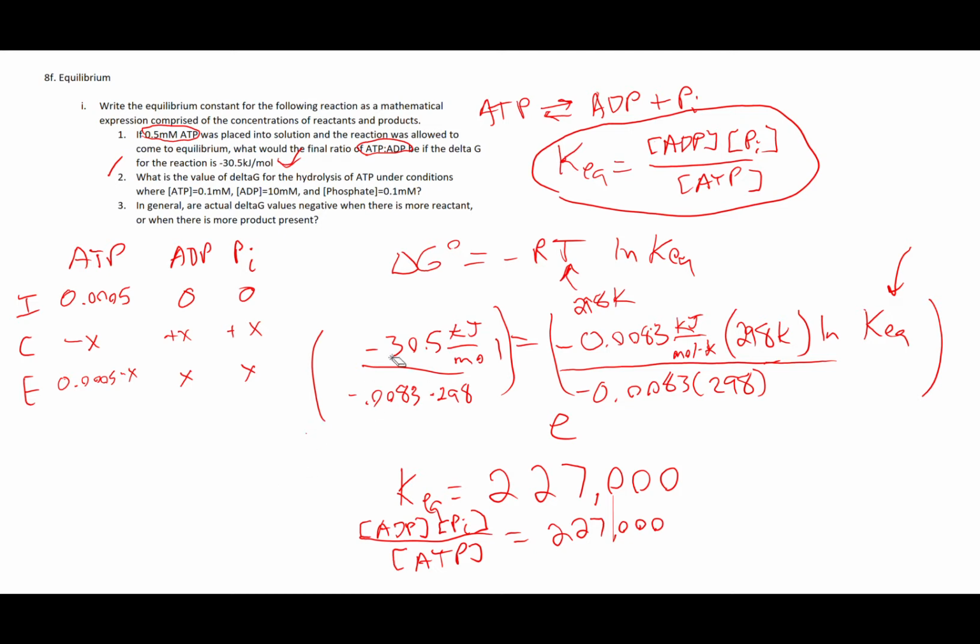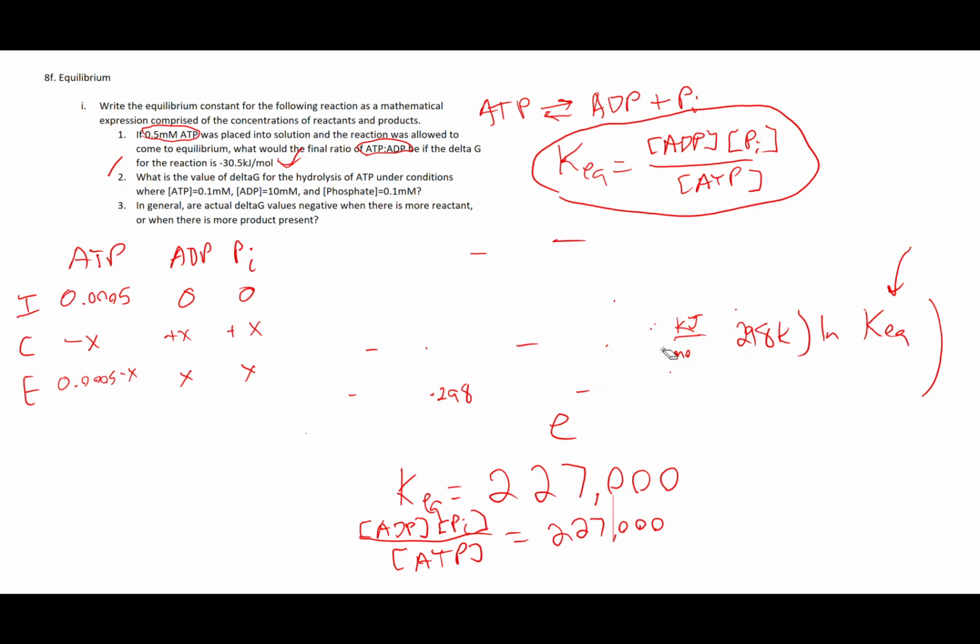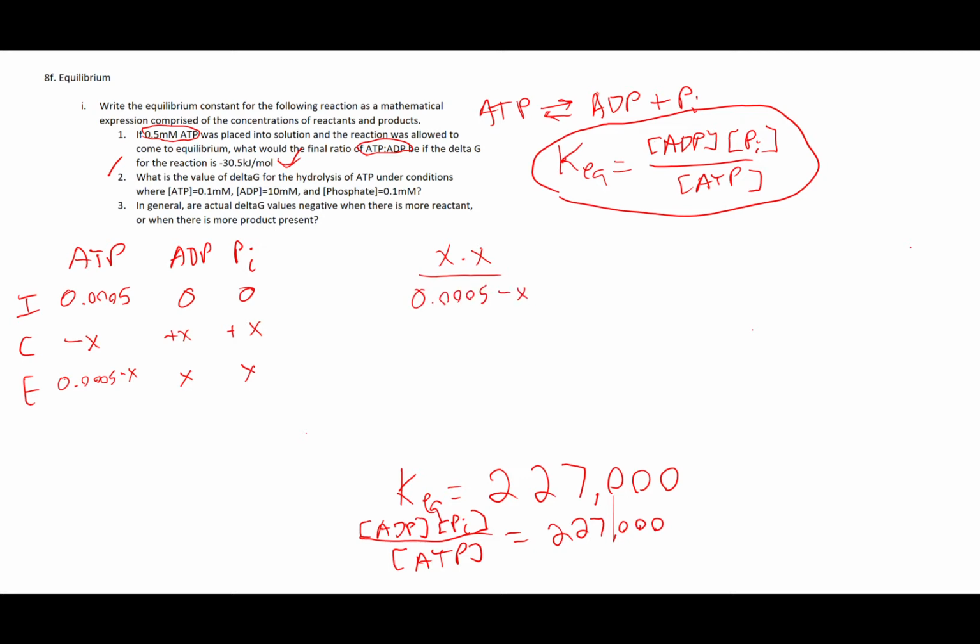Okay. So I'm going to erase some of this here, give us a little bit more room to work. All right, there we go. So let's plug these equilibrium concentrations into our expression. What we end up with now is X times X over 0.0005 minus X.